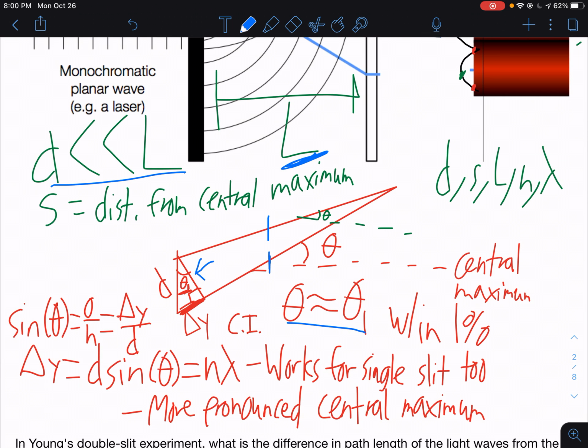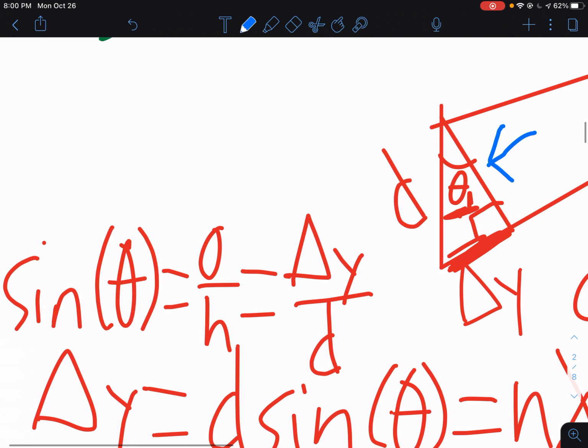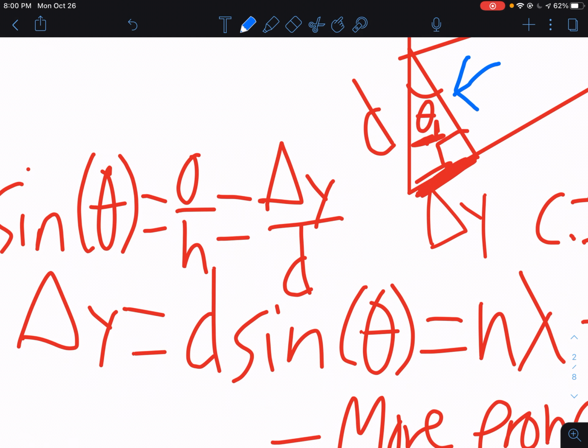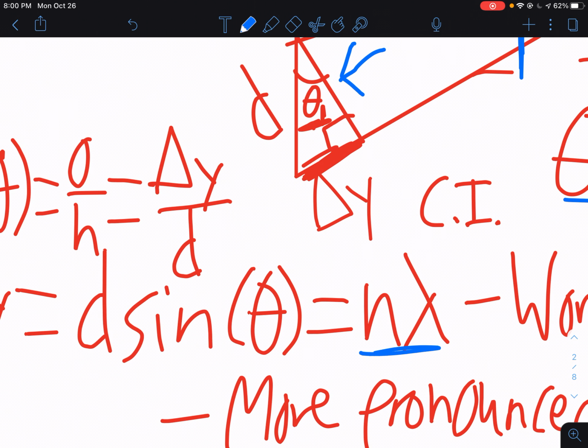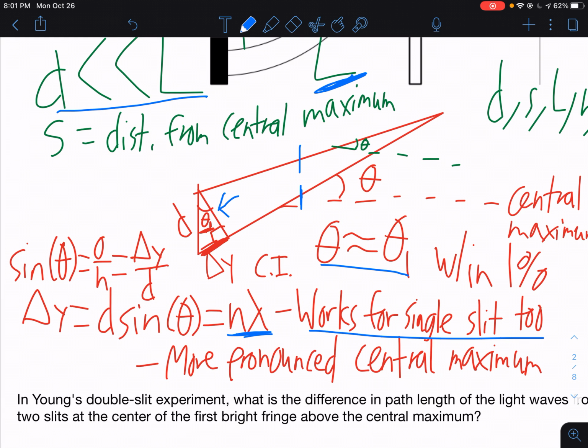It's within 1%. Through basic trigonometry, we can see that the sine of theta 1 right here is just delta y divided by d. So delta y is d sine theta, which is n times lambda from CI, the identity we covered above. This also works for the single slit experiment, which has a more pronounced central maximum.